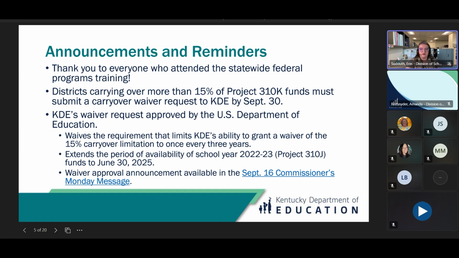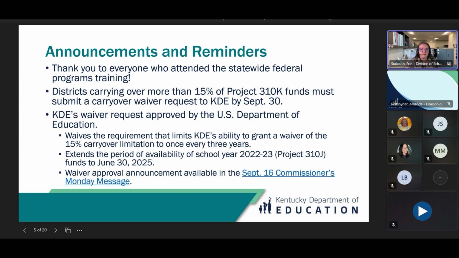It extended some other programs as well, and those are now extended to June 30th, 2025. They were set to expire on September 30th, and you now have until June 30th for that. And if you want to see that full approval announcement, it is in the September 16th Commissioner's Monday message.